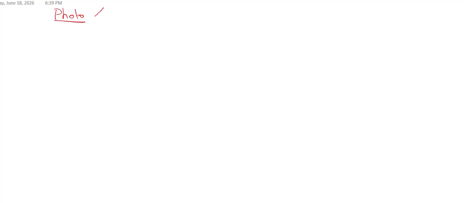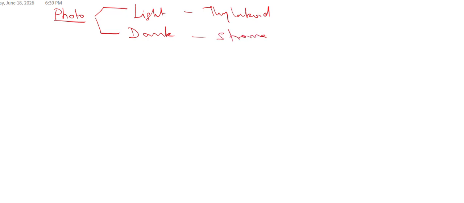Photosynthesis has two parts of reaction. One is light reaction. The other one is dark reaction. Light reaction occurs at thylakoid, whereas dark reaction occurs at stroma. At the end of light reaction, we are getting two molecules of ATP and two molecules of NADPH2. This is a very short explanation for light reaction.